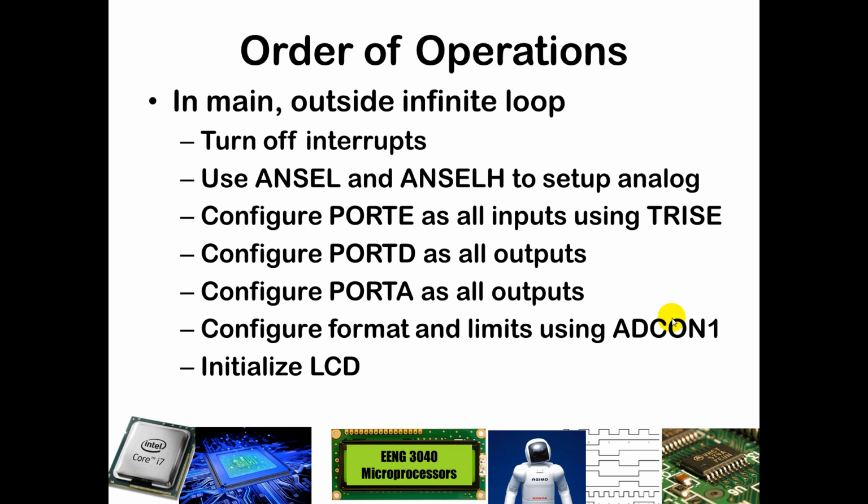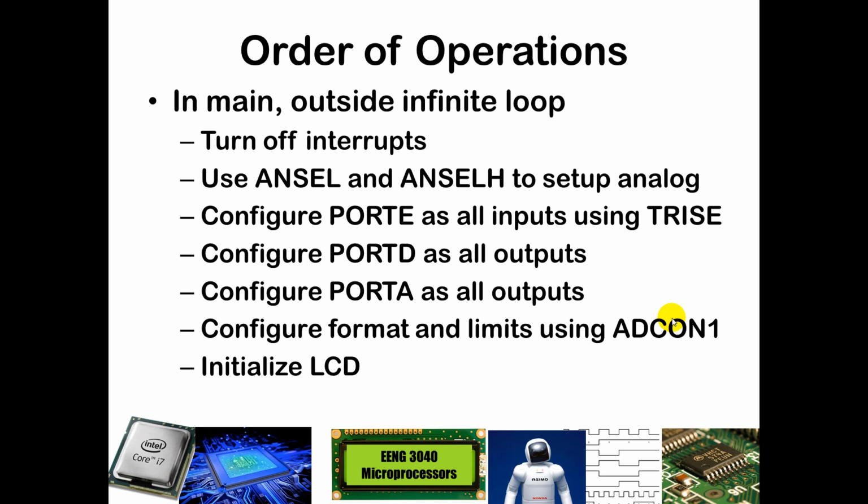You're going to have to set up the appropriate channels as analog on ANSEL and ANSELH, so you can look that up, make sure you've got the right bits going in there. Port E is going to be all inputs. That's going to be where we're going to do our analog input. So make sure in TRISE you set up all of those ports as inputs. Port D is going to be used for the outputs of the LCD, so make sure those are all outputs. And then you're going to need to configure ADCON1. Remember, that's what sets your voltage limitations, and it also determines whether you're left or right justified. And then you're going to go through the LCD initialization that we've already talked about in terms of 2-line display and how your data runs in and clearing everything out, all those types of things.